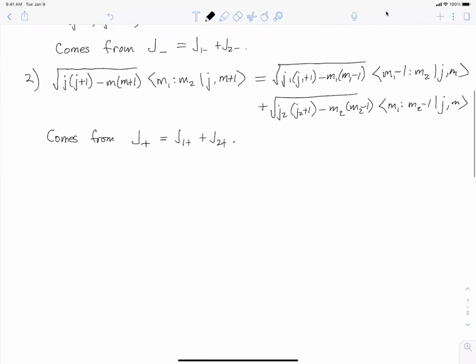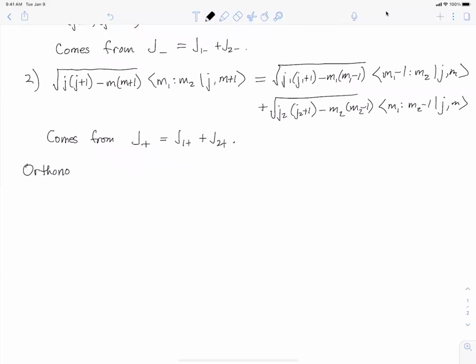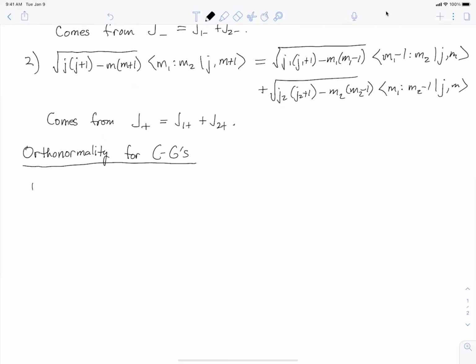In addition to the recursion relations, there are orthonormality conditions, and there are two of those also. What these really come from is orthonormality of the basis states expressed in terms of Clebsch-Gordan coefficients. The first one looks like this. You sum over all the possible values of M1, which can be as small as negative J1 and as large as J1. You do the same thing for M2 over all of its possible values.